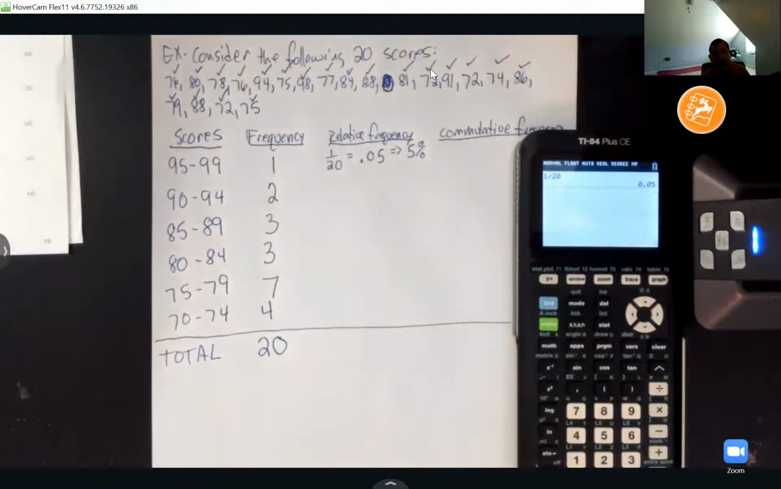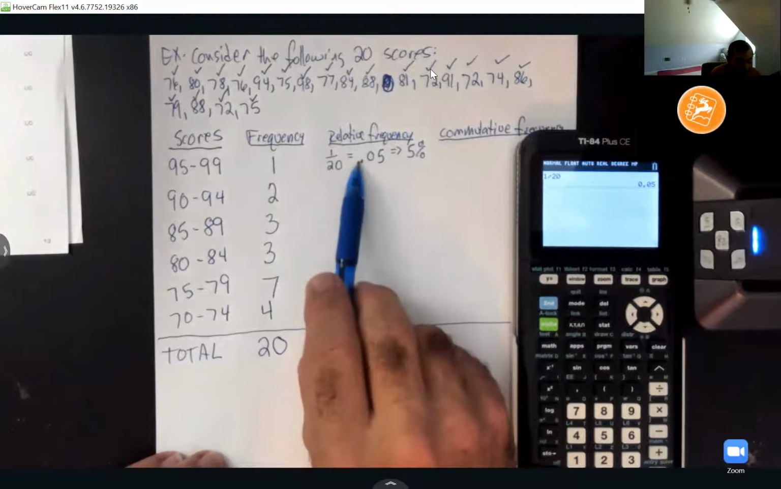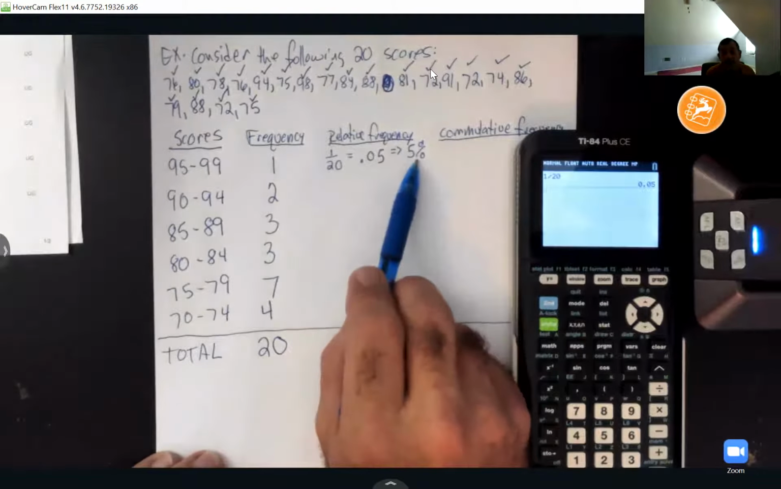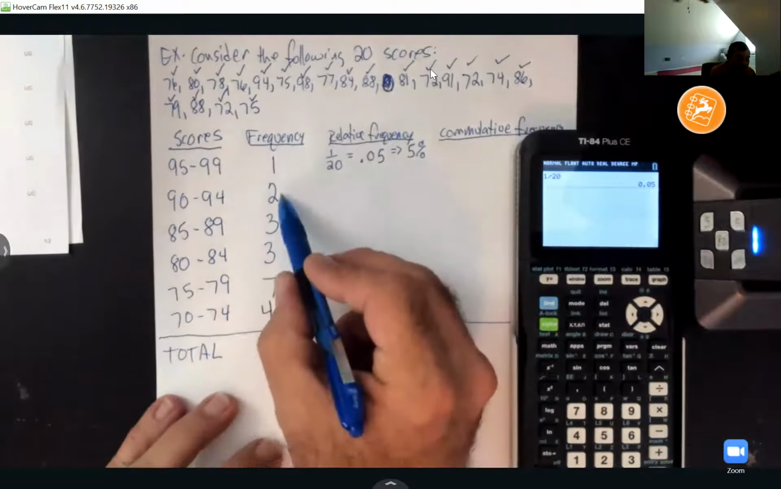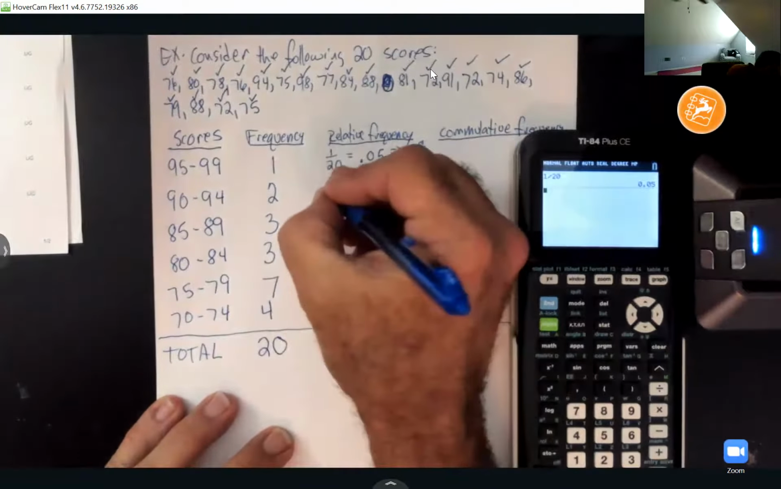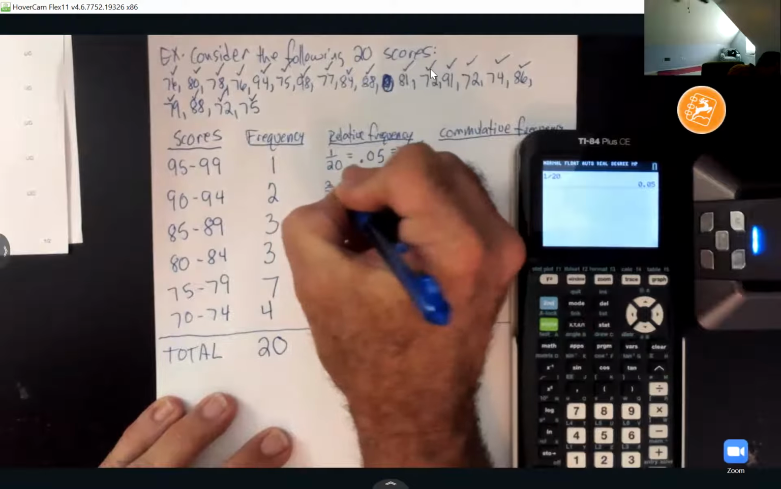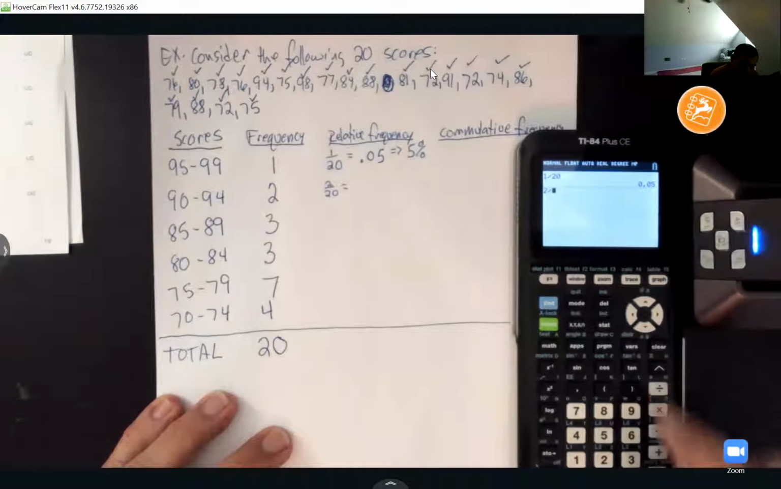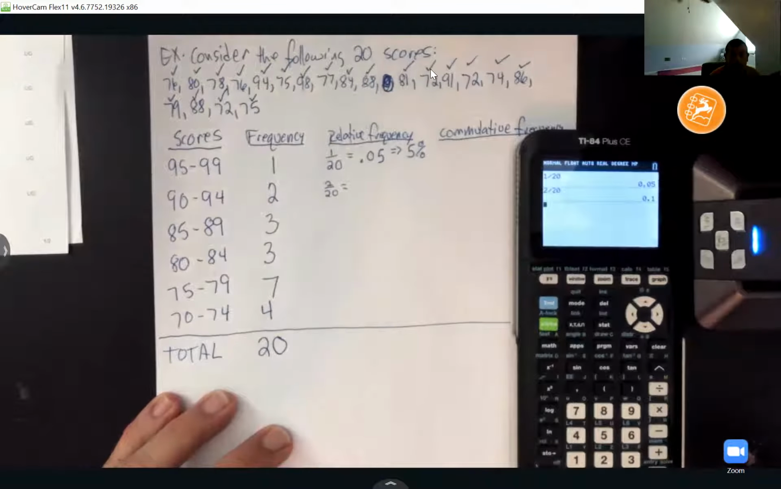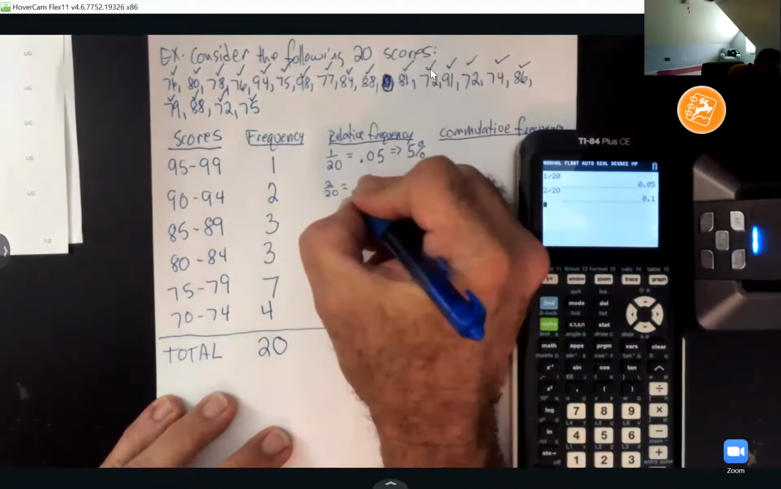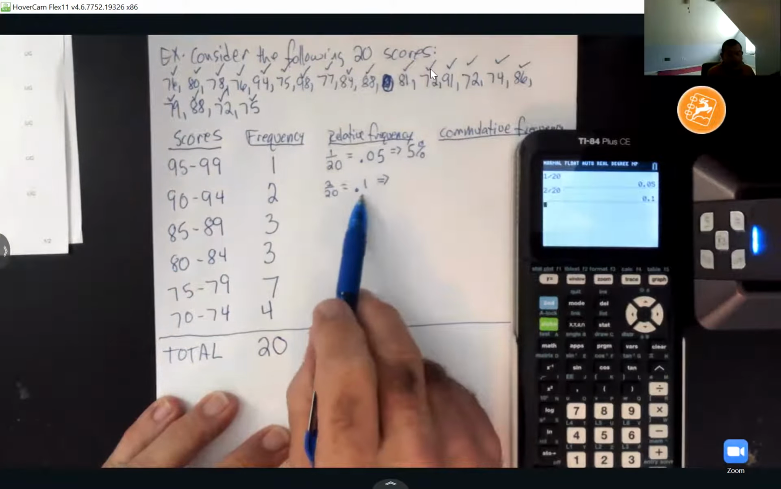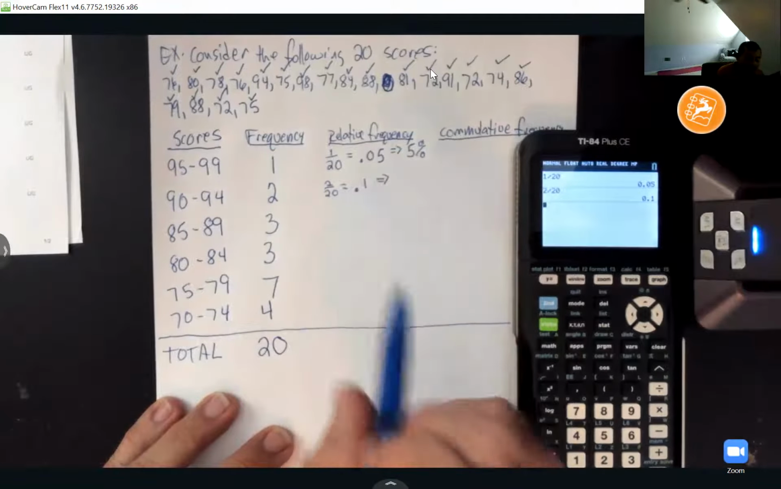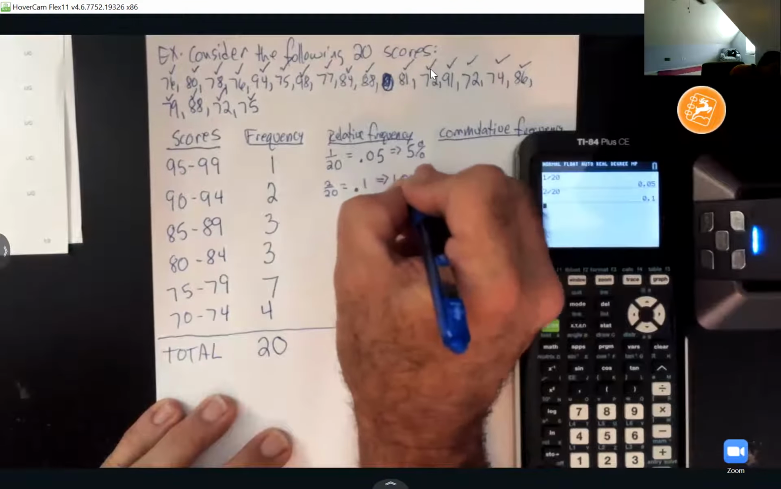So if they want you to turn that into percent, remember, move that decimal right twice and add the percent. So next we got 2 divided by 20. So this row I'm going to do 2 divided by 20. So 2 divided by 20 is going to give me a 0.1. So remember, move it right twice. That will give you a 10%.